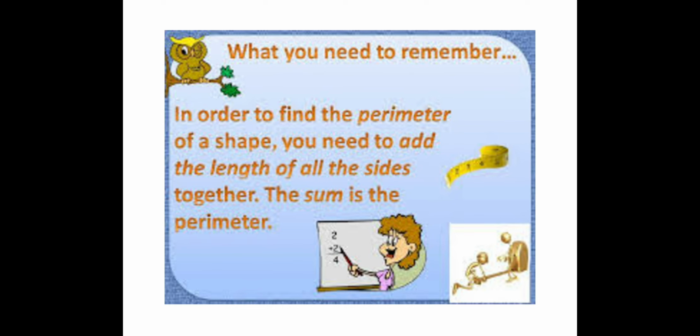So what you need to remember is, in order to find the perimeter of a shape, you need to add the length of all the sides together, and the sum is the perimeter.